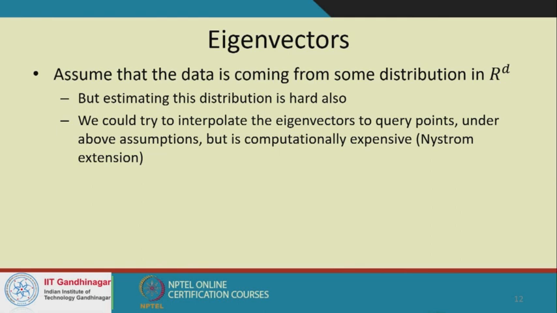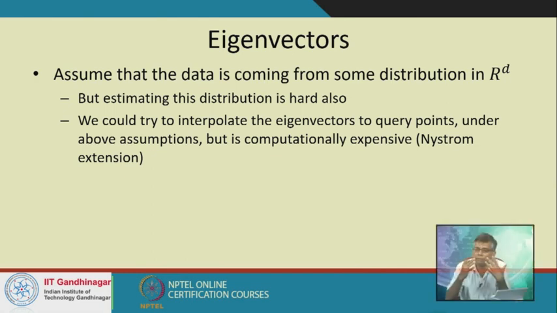It's very hard if it's a general distribution. If I don't assume anything about what the distribution of the data points is, this is not a trivial question. In fact, some of you might have heard about it, but we could try a method of interpolation of the eigenvectors to the query points, and this is known as the Nystrom extension. But this is also computationally expensive. In fact, it's as computationally expensive as doing a nearest neighbor search itself. So we don't want to do this.